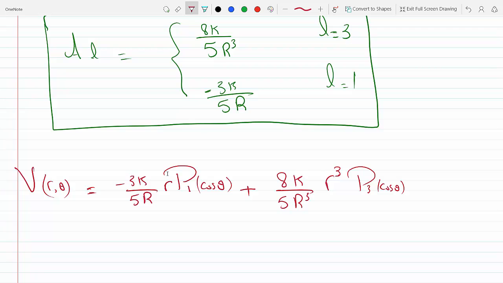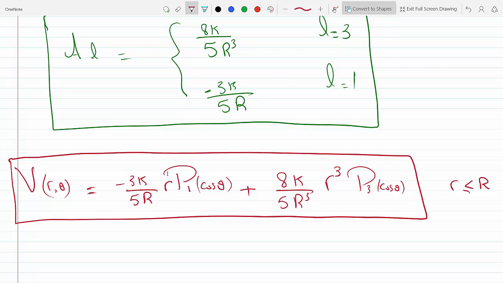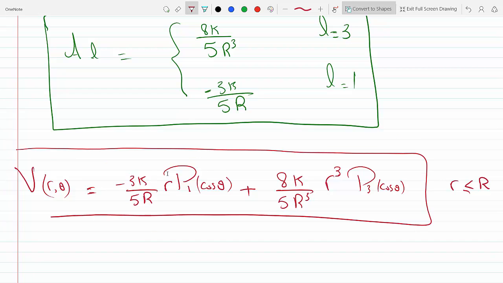Yeah? You could plug in what P1 cosine theta is and P3 cosine theta is and simplify the answer further. Not needed. You could do it if you want. But basically, this is my potential inside the sphere. This is for r less than big R, or equal, of course. Oops, this is a little bit slanted.